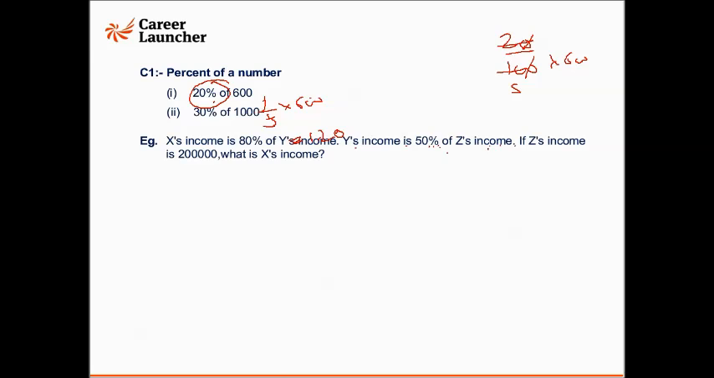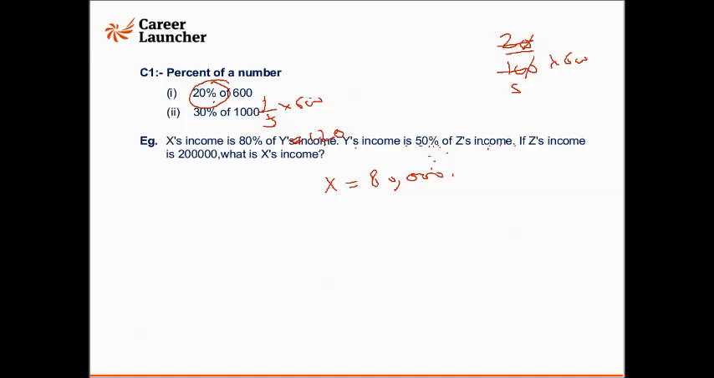I'm just telling you first orally to understand the concept, and then we'll write it down to give you more clarity. Okay. So Z's income is 2 lakh. Y's income is 50% of Z's income. 50% is half. That is half of this 2 lakh. So Y's income will be 1 lakh. Now X's income is 80% of Y's income. 20% is 1 by 5. So 80% will be 4 times that. Yes. So 4 by 5 of 1 lakh. That is 80,000. So X's income will be 80,000, right?